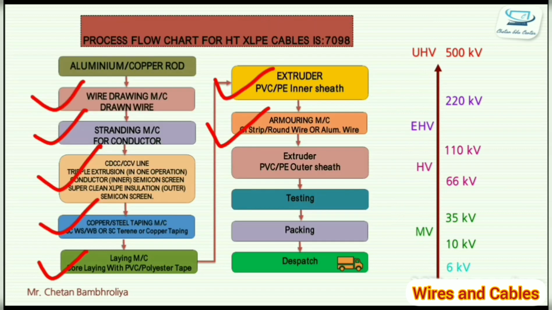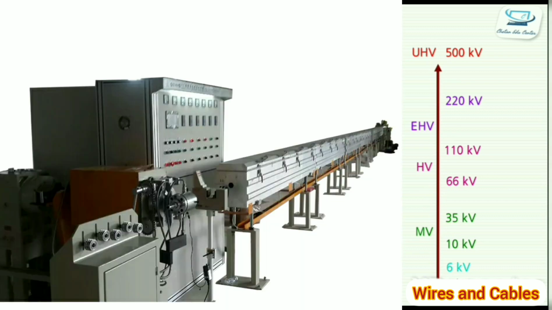Then the final and last process is known as outer sheathing. Here you can see extruder 1 and extruder 2. Both are the same, but we can use them as inner sheathing as well as outer sheathing, and we can change the material also. According to the material we have to set the temperature profile in the extruder. We will discuss this briefly in the next video also.